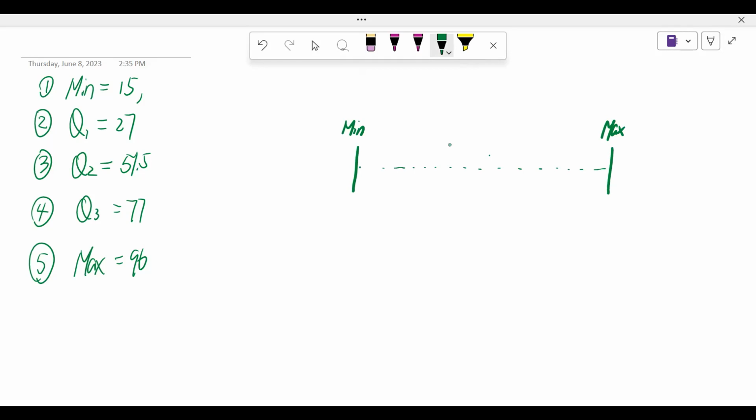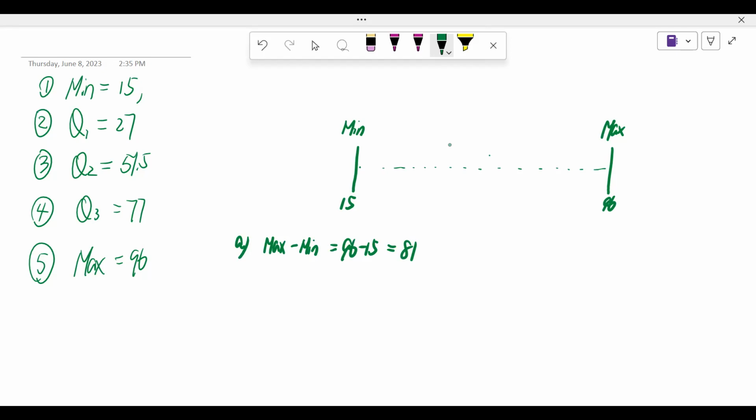So minimum is 15, maximum is 96. Now we see the total difference, right? Total difference is going to be for step 1 using maximum minus minimum. It's 96 minus 15. That's 81. Make sense? Now we're going to use this. This is like the 100%, right? Between minimum and maximum 100%.